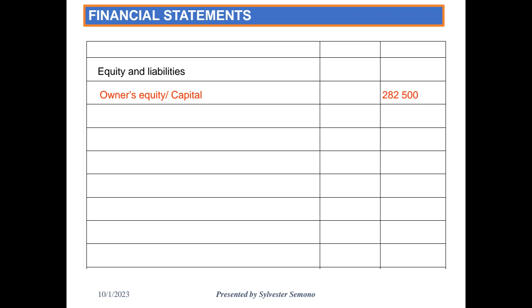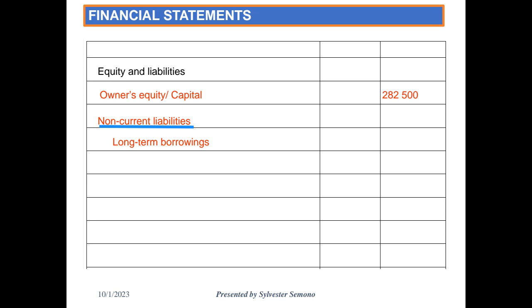So I'm going to put the next one. We're going to look for non-current liabilities after that. And then under non-current liabilities, we must look firstly for long-term borrowings. By long-term borrowings, we are referring to any loans that we have, any long-term loans that we have.